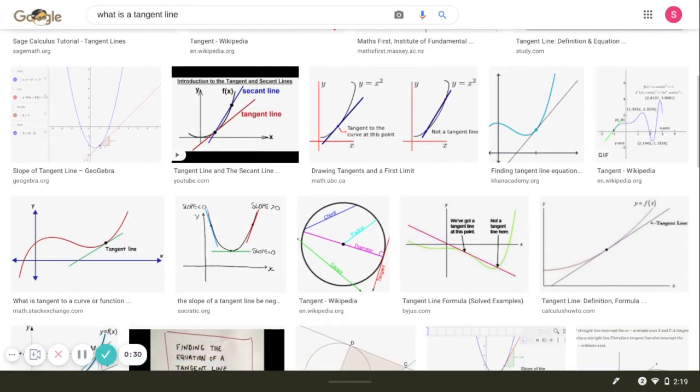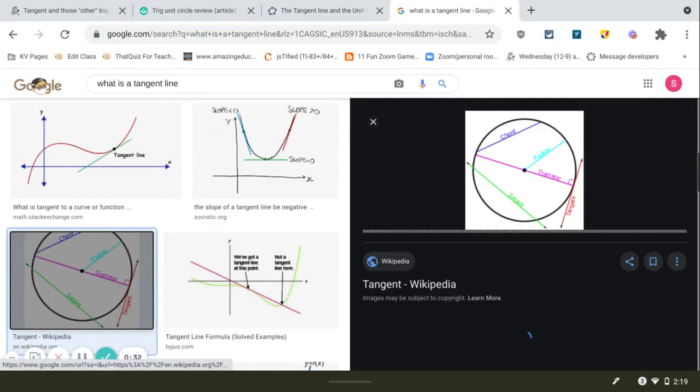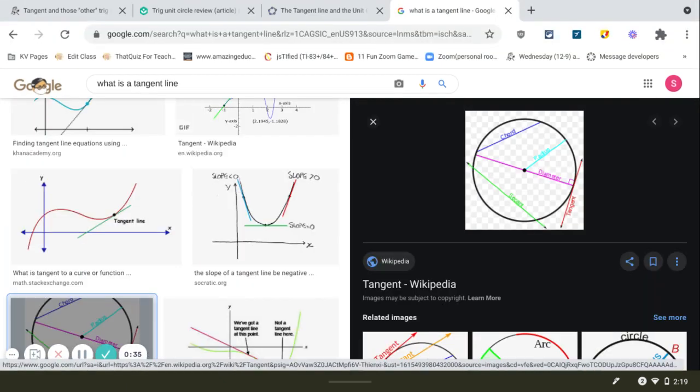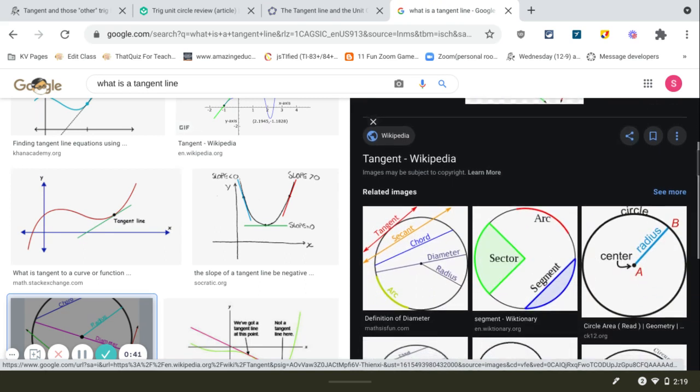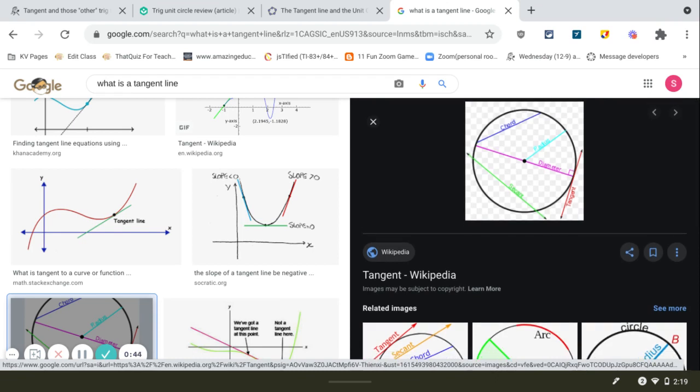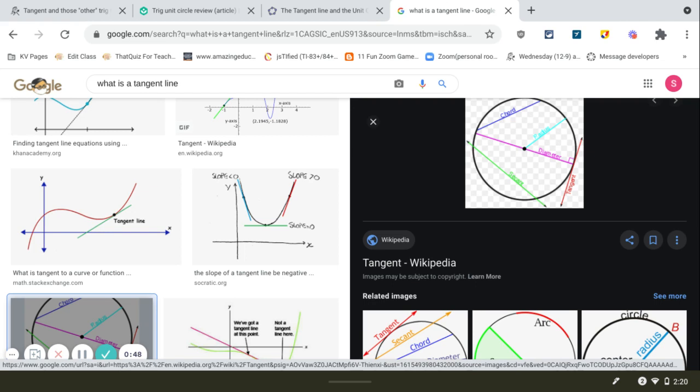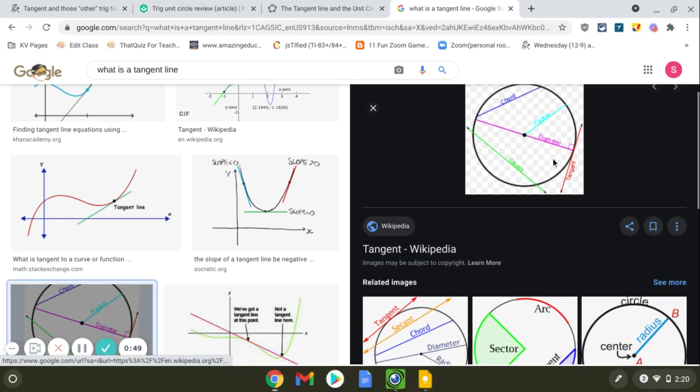So let me find one here. Yeah, this would be good. This is actually a good one. So if you look at this picture, we already know what a diameter and a radius and probably even a chord are. But a tangent line is a line that just barely touches. I'll turn this around here so I can move my mouse. A tangent line is a line that barely touches. It only touches the circle in one spot. So a tangent line is actually outside of a circle.